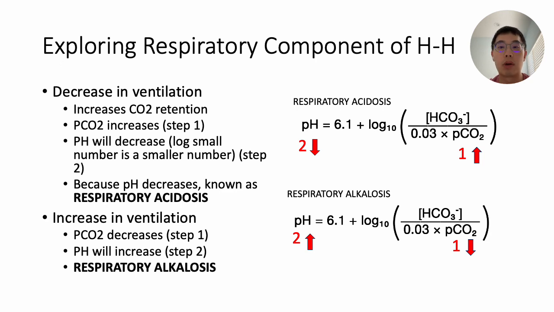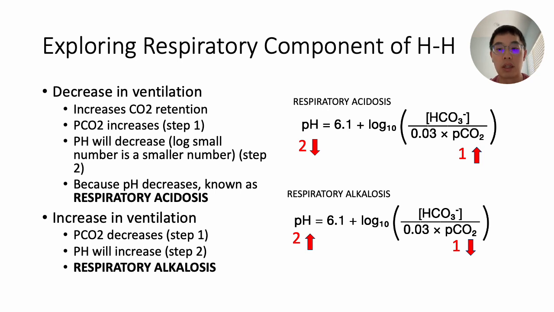Let's explore the respiratory component of the Henderson-Hasselbalch equation further. Let's take again the example where we decrease our ventilation. This increases carbon dioxide retention, which will increase the partial pressure of carbon dioxide seen in step 1. This will then result in a decrease in pH in step 2 because the primary issue here is that the decrease in the pH is a pulmonary issue. We call this a respiratory acidosis.